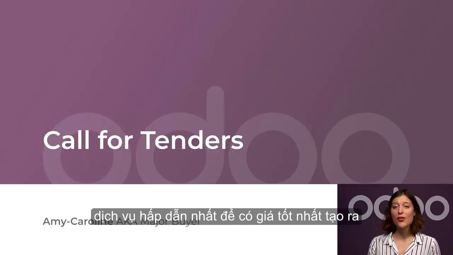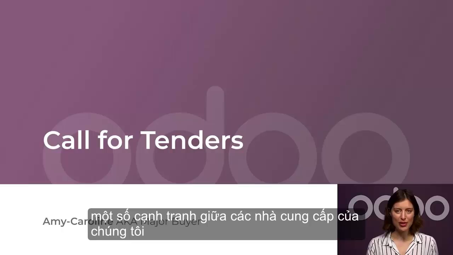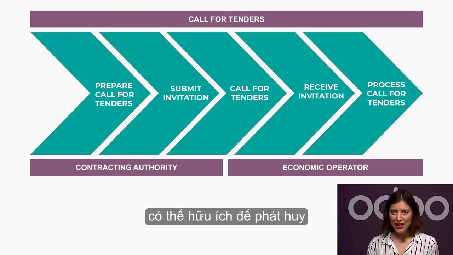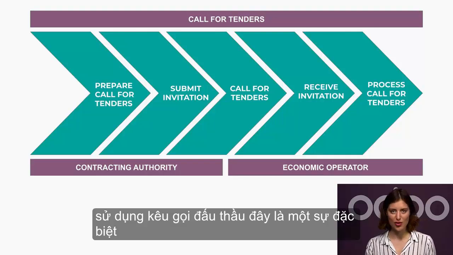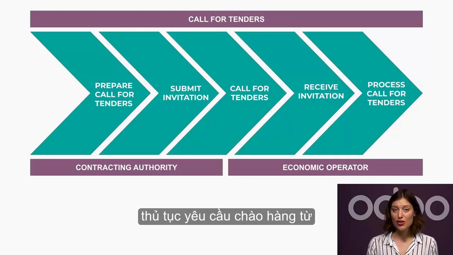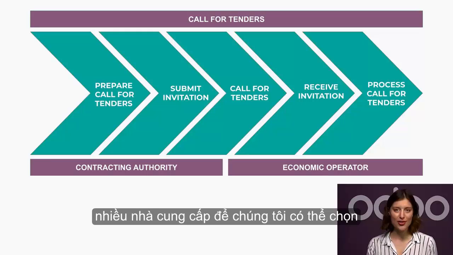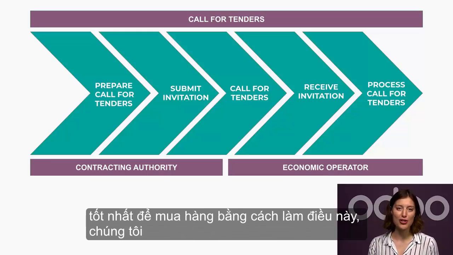Like many businesses, Stealthy Wood is always looking for the most interesting price for goods and services. To get the best price, creating some competition between our suppliers can be useful. To bring out their competitive spirit, Stealthy Wood will use call for tenders. This is a special procedure to request offers from multiple vendors so we can choose the best to purchase from.